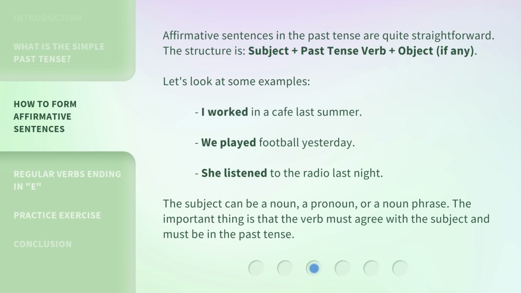Affirmative sentences in the past tense are quite straightforward. The structure is subject plus past tense verb plus object, if any. Let's look at some examples. I worked in a cafe last summer. We played football yesterday. She listened to the radio last night.